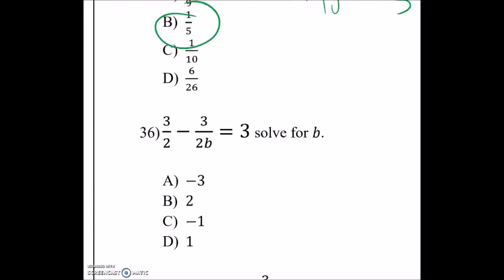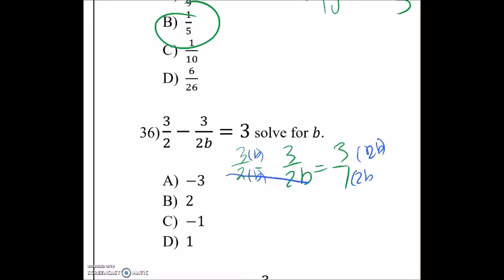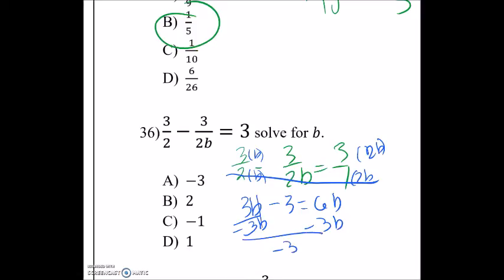Next problem, I have 3 over 2 minus 3 over 2b equals 3 over 1. So keep in mind that what we want here is to have the same denominator. So I have to multiply this by b, and this one by 2b. Now that all my denominators are the same, you forget about them. I have 3b minus 3 equals 6b. I subtract 3b. Negative 3 equals 3b. Divide by 3, b is negative 1.